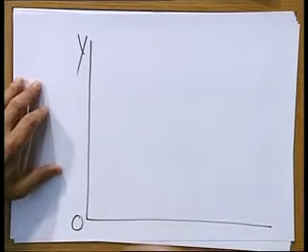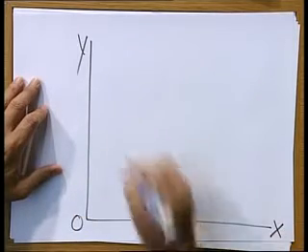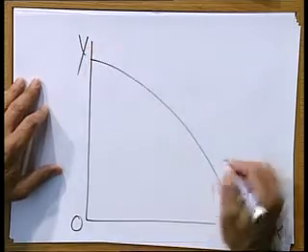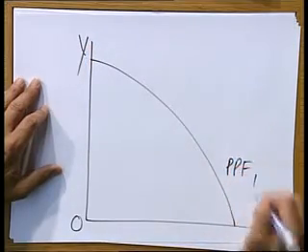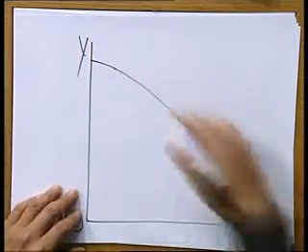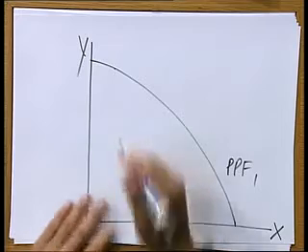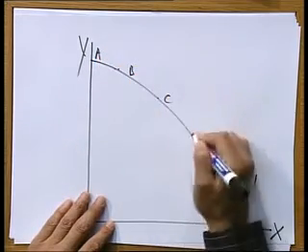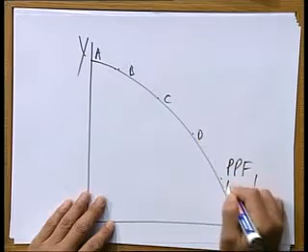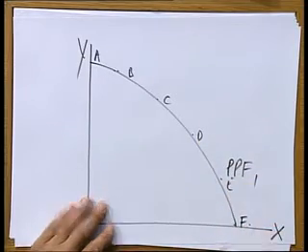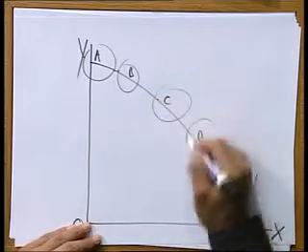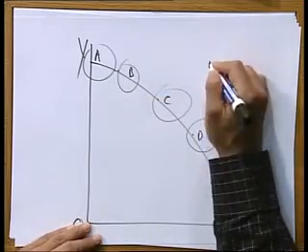So again, we use the same PPF framework. So that is the production of X and Y, and this is your PPF1. Now that is your various combinations. We can show that. Now the points on your PPF curve, A, B, the various combinations D, E, F. Now, these are the maximum. If you decide on any one of these combinations, this is the maximum output.